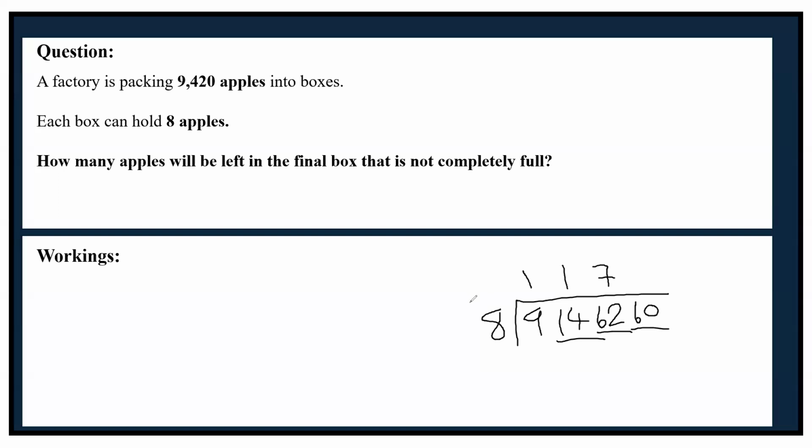And finally, 8 goes into 60. 8, 16, 24, 32, 40, 48, 56. Same as last time, isn't it? 8 times 7 is 56. We wanted to get to 60, but I've got a remainder of 4 here. I've got a remainder of 4.